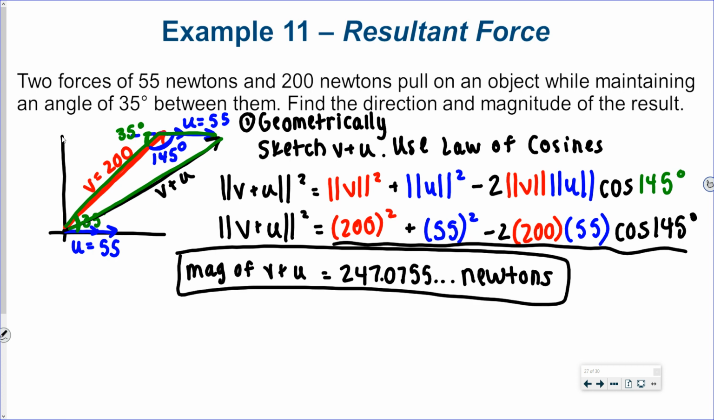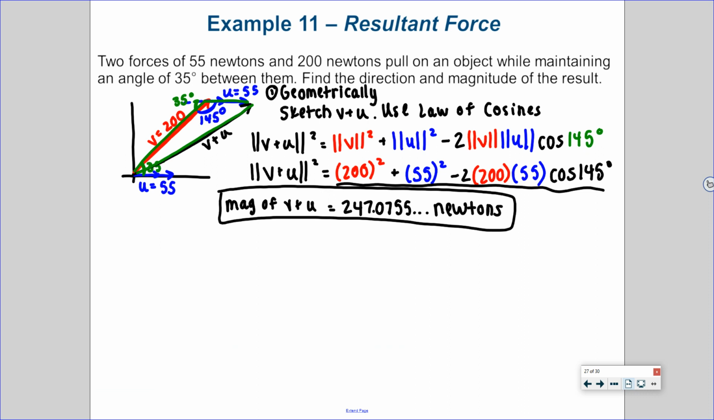Okay. So now to find the direction. Remember how our direction angles are measured? It's from the positive side of the x-axis to that. So here, this is technically my direction angle. To do this using geometry, I then found this little angle right here in my triangle.